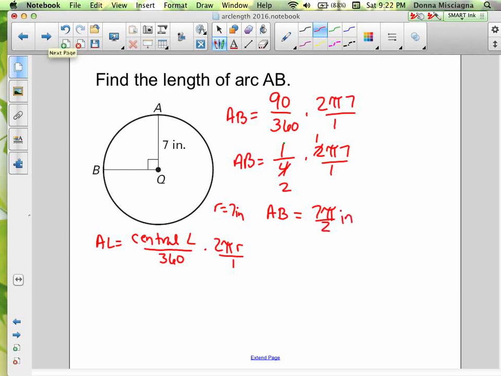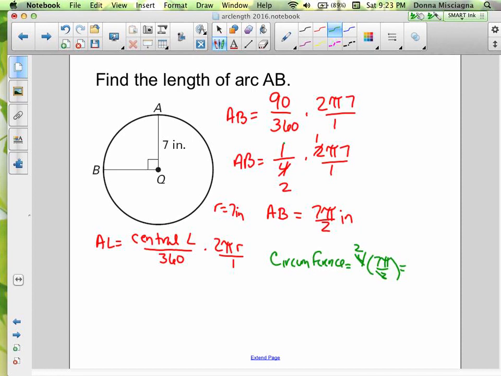inches. Now if we wanted to find the circumference, since that's 1/4 of the circumference, it would equal 4 times 7 pi over 2. All right, and those would cancel.